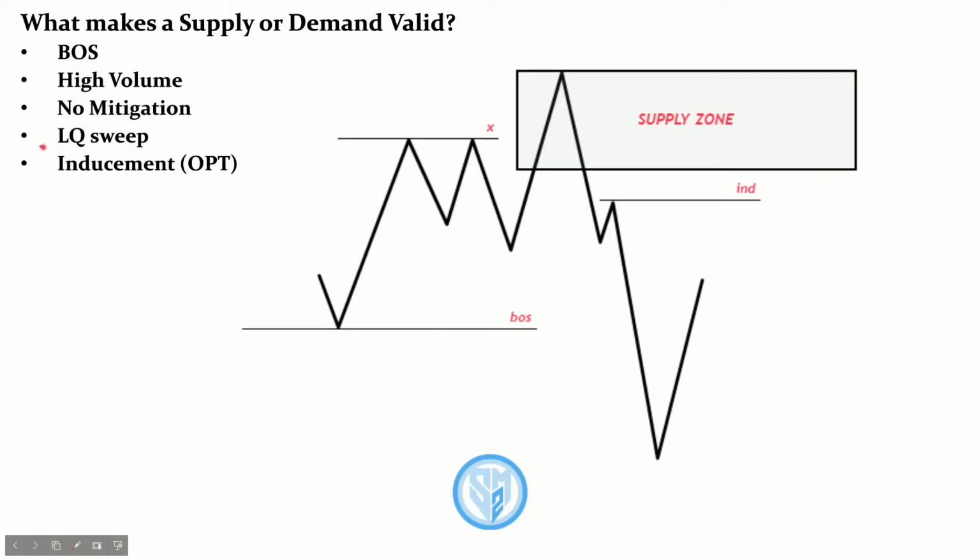And that is, fourthly in the list, a liquidity sweep. What I mean by that is, where our supply zone is, if we look to the left of it, is there an area where price swept liquidity? As you can see right here, price swept these relative equal highs when it created the supply zone move. So our supply zone has created a liquidity sweep.